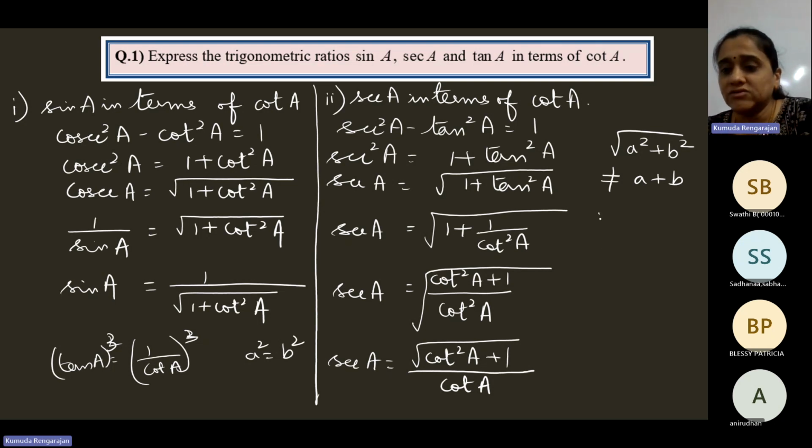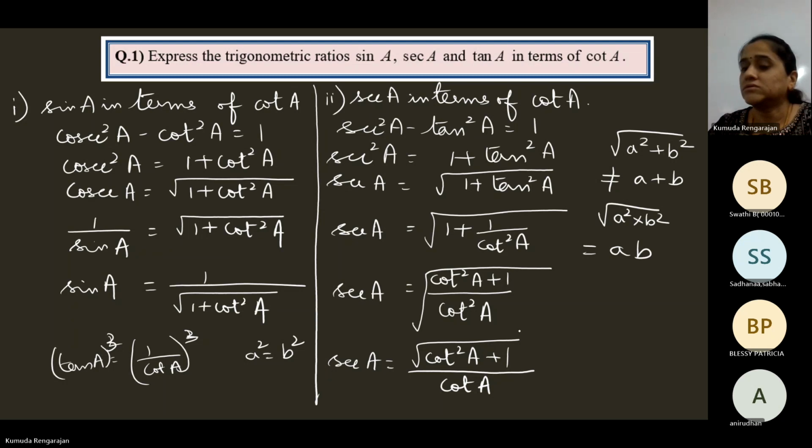But if it's a product, square root of A square into B square, yeah, then you can take individual square roots. It is equal to AB. For multiplication and division, A square by B square also, you can take the individual square roots. When it's plus or minus in the middle, you cannot. So the numerator will be as it is, divided by square root of cot square A, which is cot A. Right?